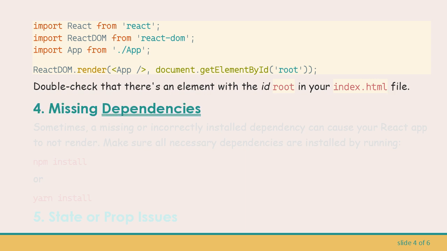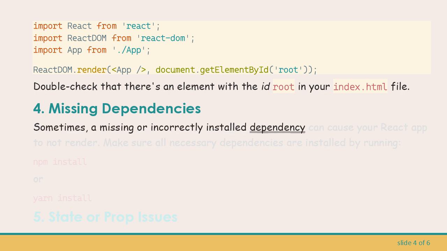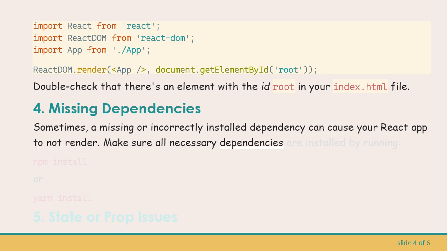4. Missing dependencies. Sometimes, a missing or incorrectly installed dependency can cause your React app to not render. Make sure all necessary dependencies are installed by running npm install or yarn install.